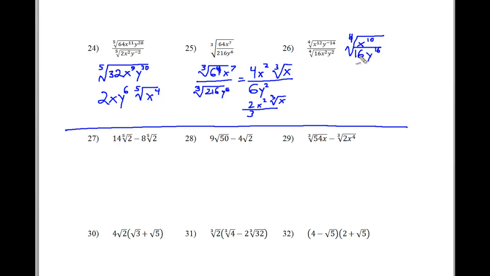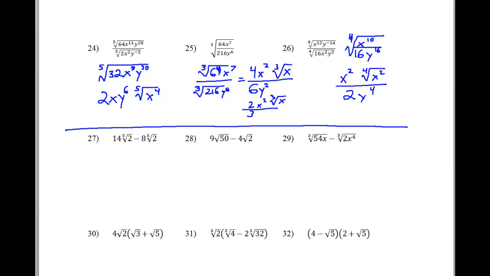And then we have a 16 right there. So how many times does 4 go into 10? It goes in there twice. And we have 2 x's left over. The fourth root of 16 is 2, because 2 times 2 times 2 times 2 is 16. 2, 4, 8, 16 if you multiplied those. And then 4 goes into 16 4 times perfectly, so y to the 4th power.